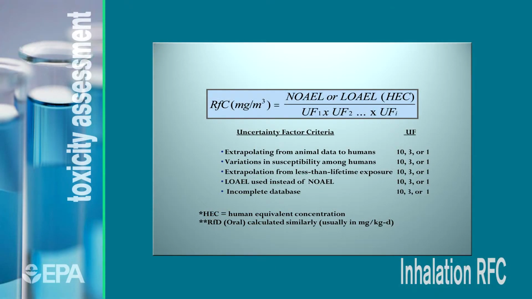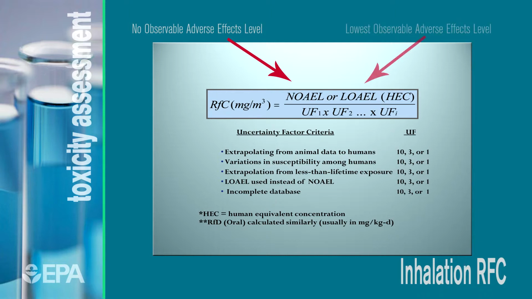The derivation of the inhalation reference concentration involves a selection of a point of departure, which can be the no observable adverse effect level or NOAEL, and if we don't have a NOAEL, we would use the lowest observable adverse effect level or LOAEL. And we would apply uncertainty factors to address differences between animals and humans, differences between humans, extrapolation from less than lifetime exposure, the fact that we don't have a NOAEL and have to use a LOAEL, and an incomplete database.